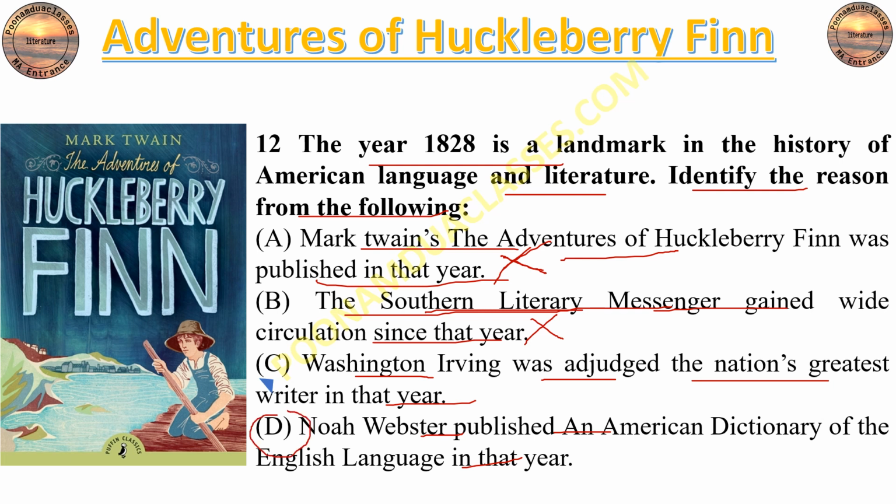Noah Webster published the 70,000-word American Dictionary of the English Language in 1828. This one is right. Option D is right here.